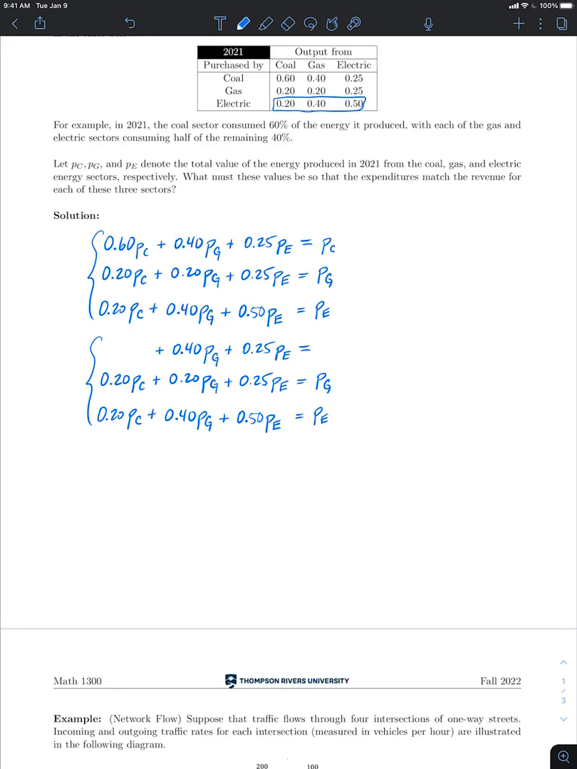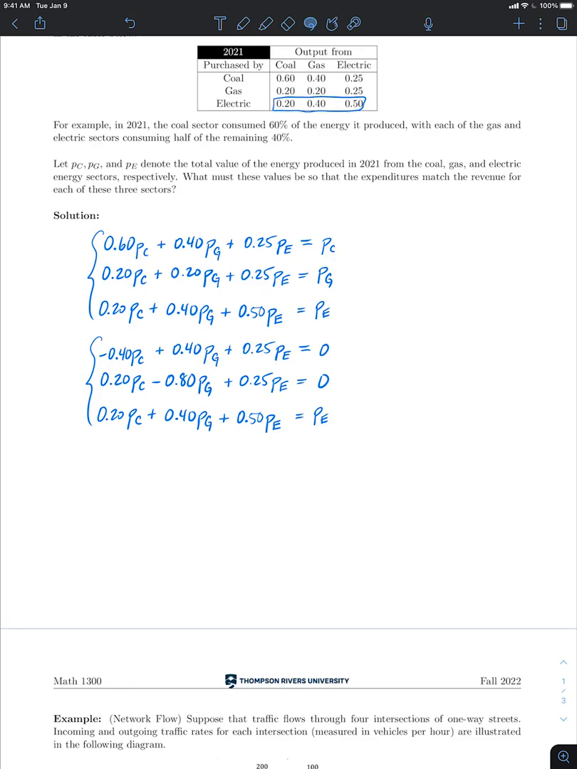But if we subtract P sub C from both sides of the equation, well, over here you're going to end up with 0.4 P sub C, and on the right-hand side you're going to end up with a 0. And then on the second equation, we're going to subtract P sub G from both sides of the equation. And over here you're going to end up with negative 0. Oh, erase this addition as well. You're going to have minus 0.80 P sub G, and then you'll have a 0 over here, right?